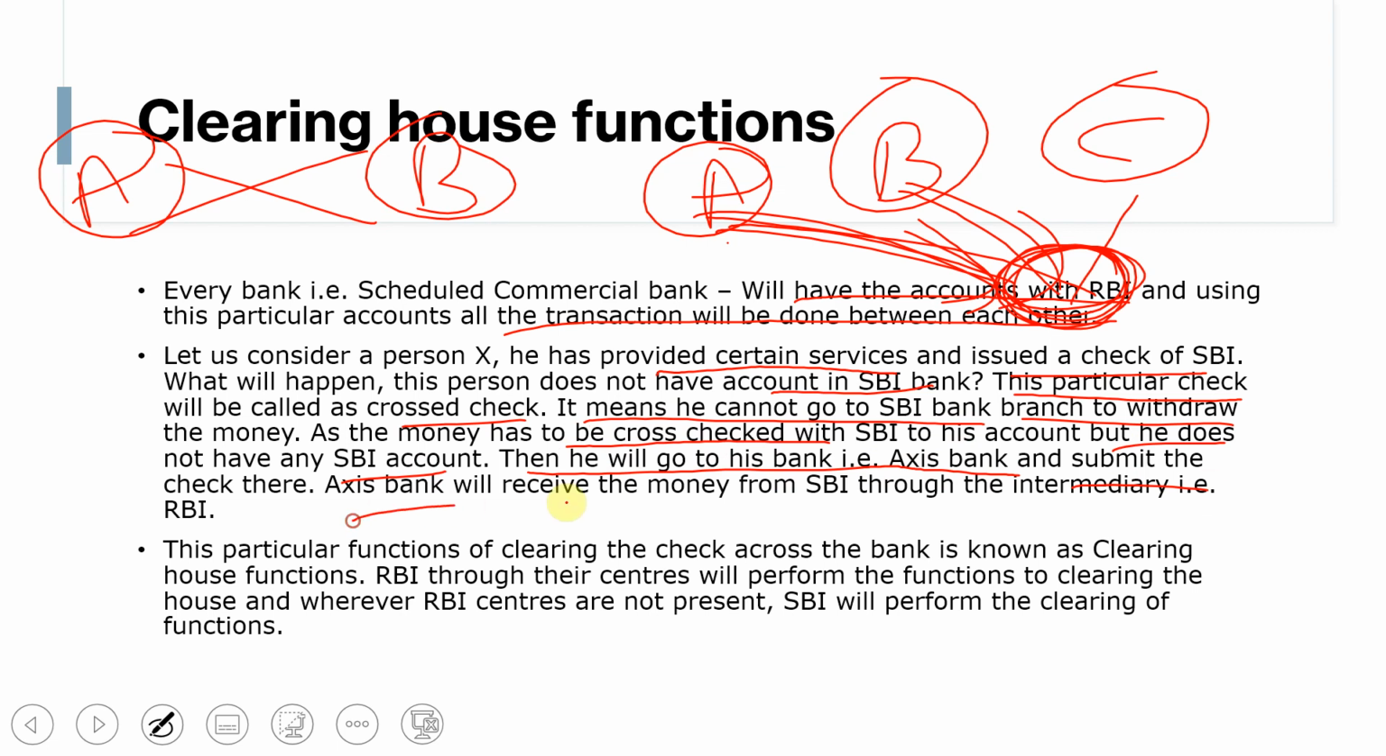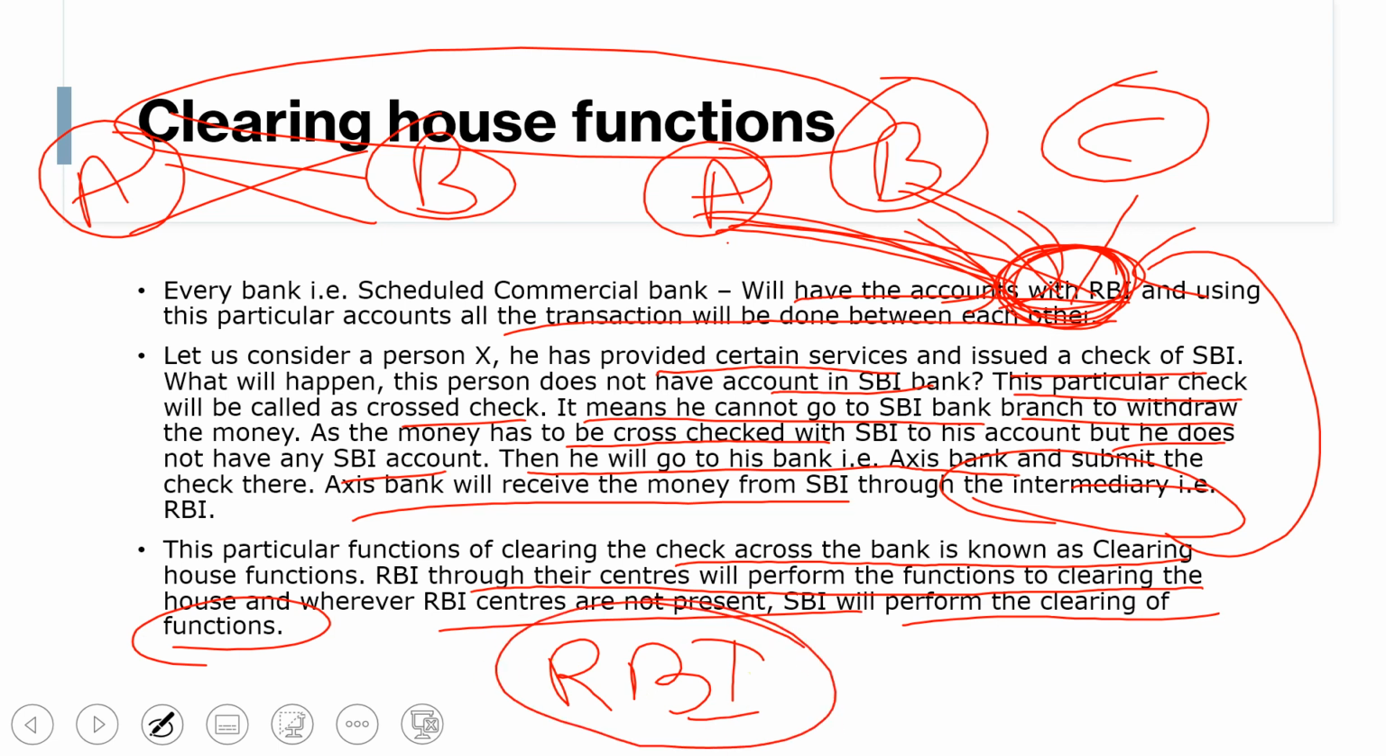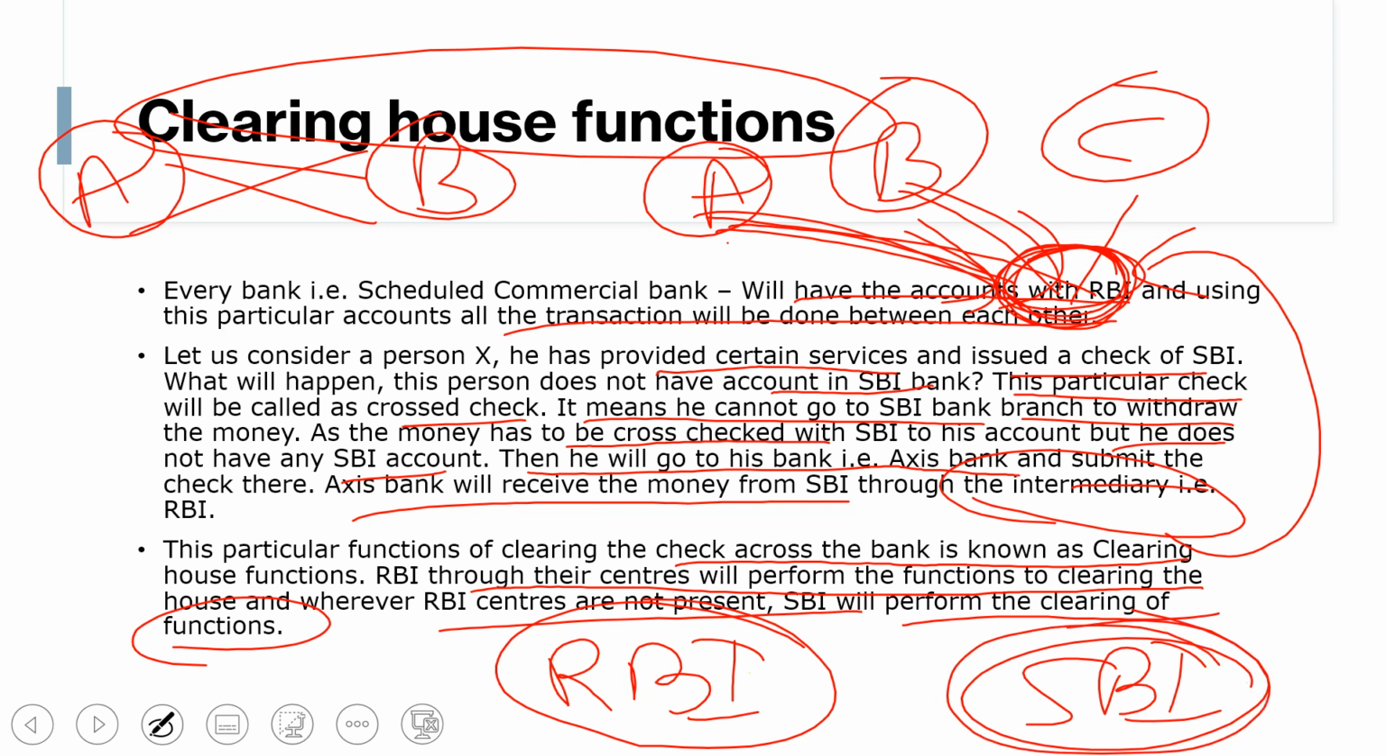Now Axis Bank will receive the money from SBI through where? Through the intermediary. And who is the intermediary? This is none other than your RBI. So this particular function of clearing the check across banks is known as clearing house functions, and RBI through their centers will perform the clearing house functions. Wherever RBI centers are not present, SBI will perform the clearing house functions. If any RBI center is not present in any place, in that case SBI will act as an RBI because it is also for the government, and SBI will act as an intermediary.